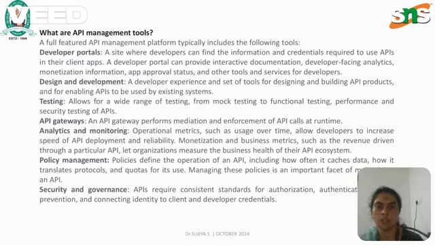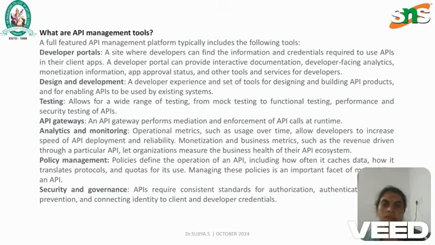And what is an API management tool? A full-featured API management platform typically includes the following tools. One is the developer portal, next is design and development, next is testing, next is an API gateway, next is analytics and monitoring, next is policy management, and next is security and governance. The developer portal is a site where developers can find the information and credentials required to use the API in their client app. The developer portal can provide interactive documentation, developer-facing analytics, monetization information, app approval status, and other tools and services for developers.